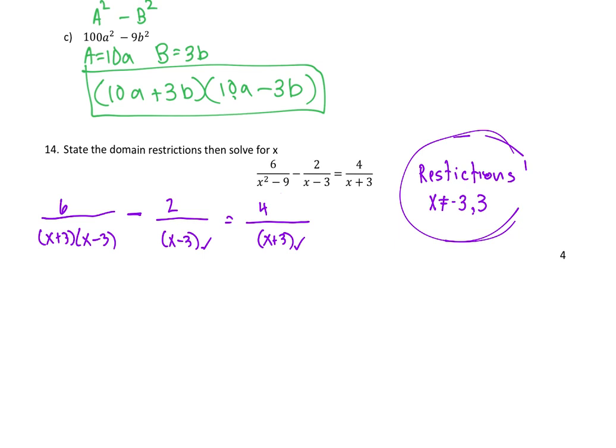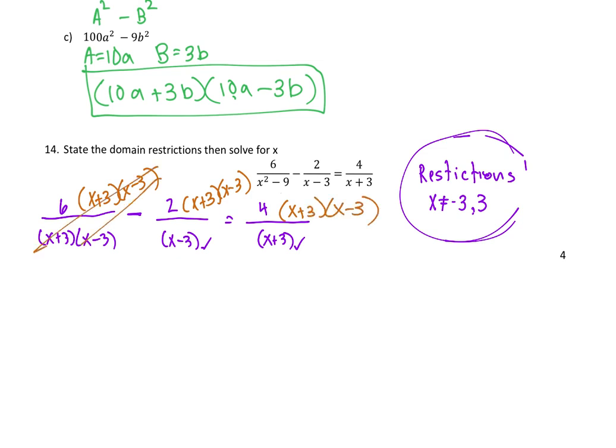Okay, now that we have the restrictions, we need to find the least common denominator. So in this case, our LCD is x plus 3, x minus 3. So I'm going to go through and multiply every single fraction or every single term by the LCD. And I'm going to cancel out all of the fractions.